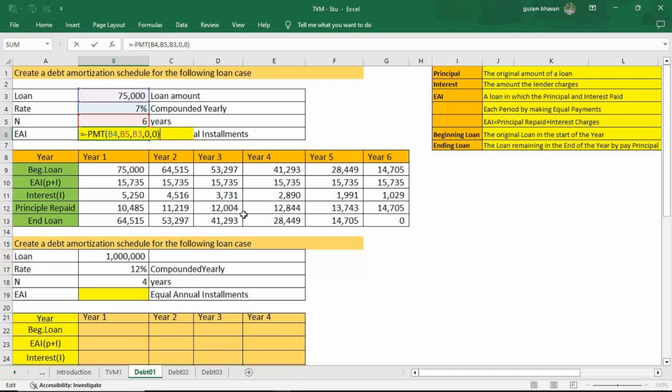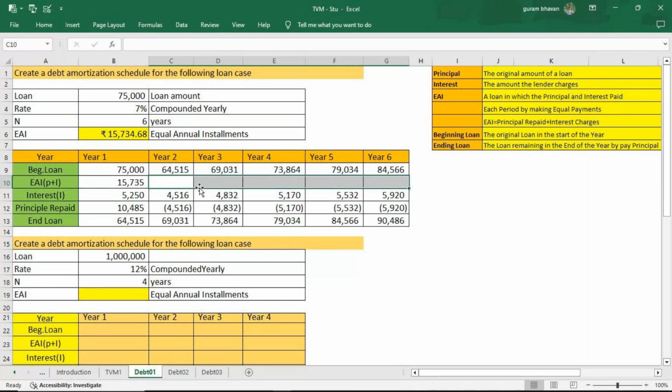Excuse me, ma'am. Yes. Ma'am, how do we fill handle EAI, like 15,735 throughout the years? So now here I have calculated. What I did is I did equals and took this value, so I got this value here. Next year I have to repeat the same action. So what I'll do is equals, I'll take the previous year value, enter and drag it.